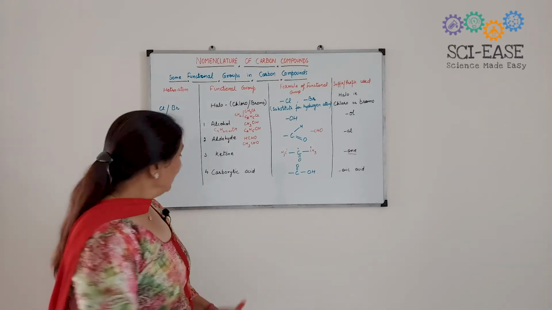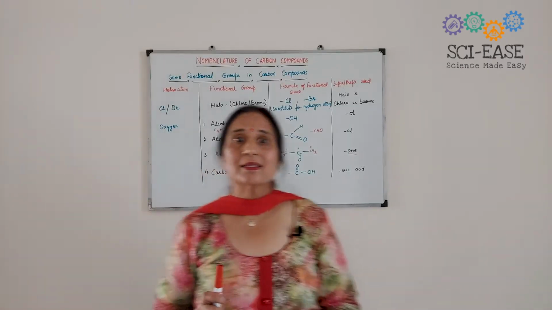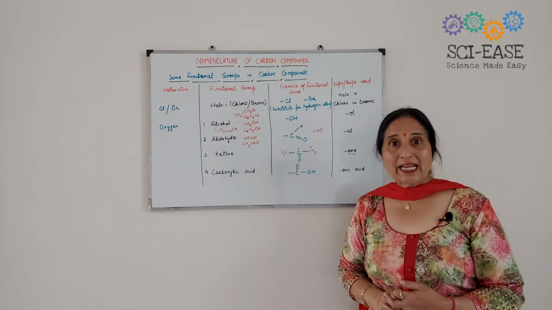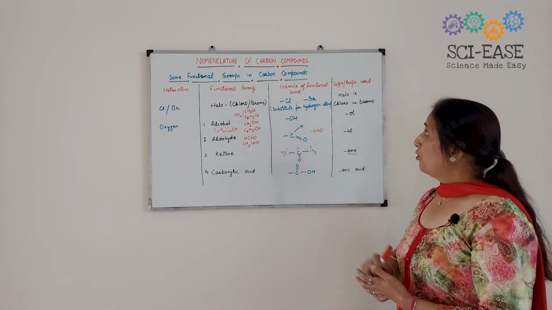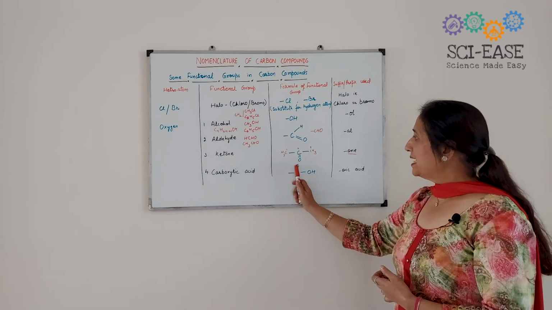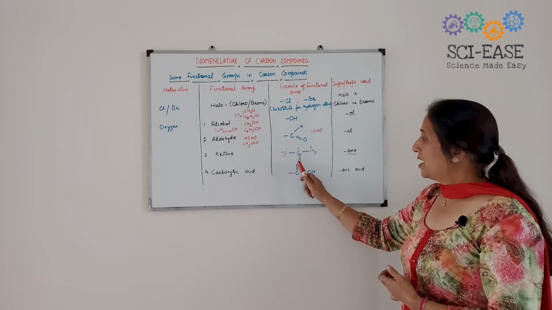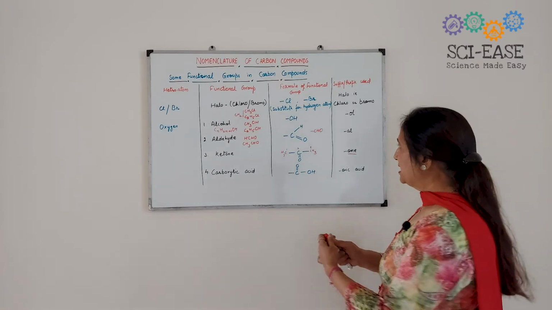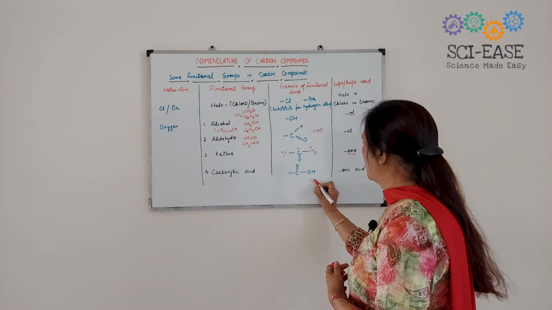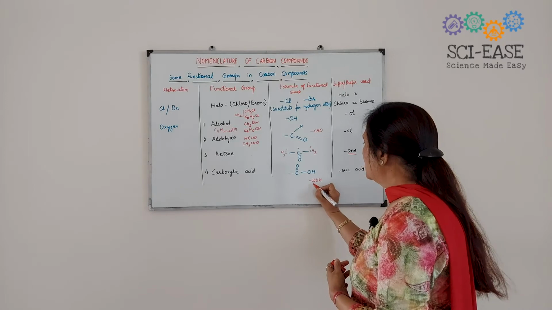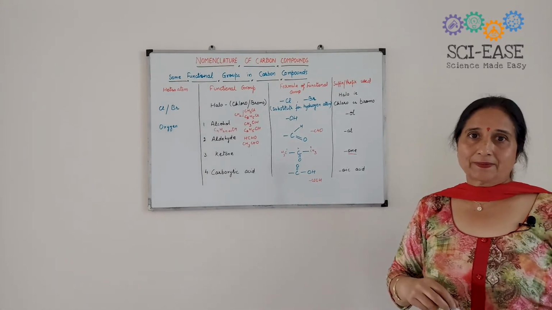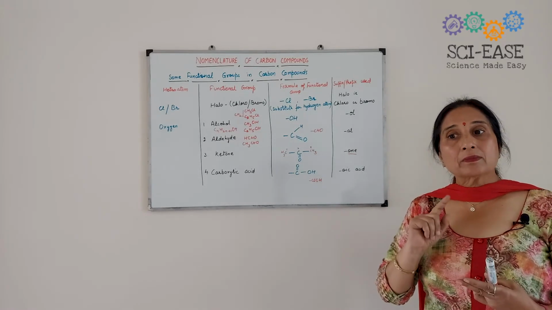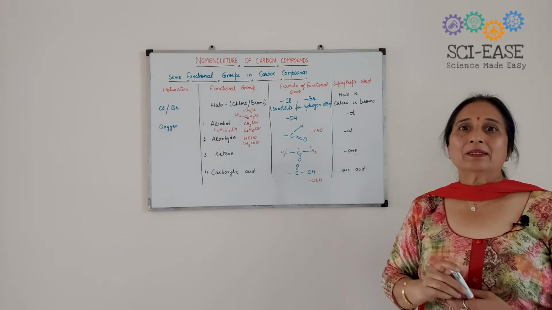Now the last one, that is the carboxylic acid group. For carboxylic acid, the formula for the functional group is C double bond O, OH. Here also a carbonyl group is there. But you can write it like this also. And again, this is also at the end. And the carbon of this group is counted while naming the compound.